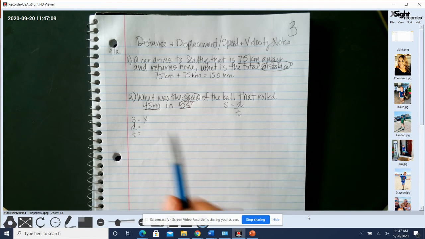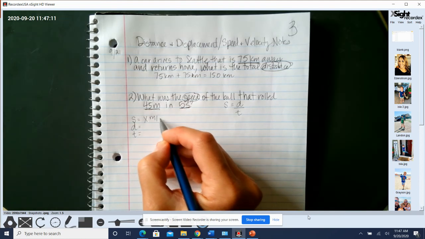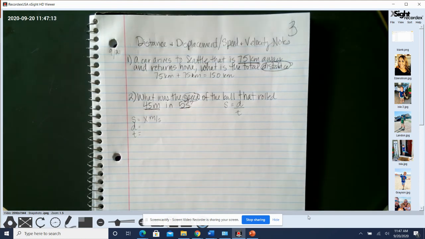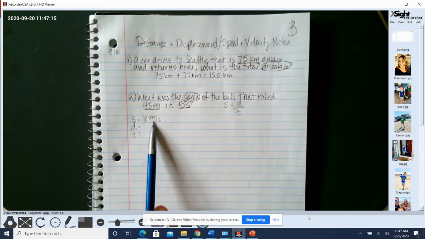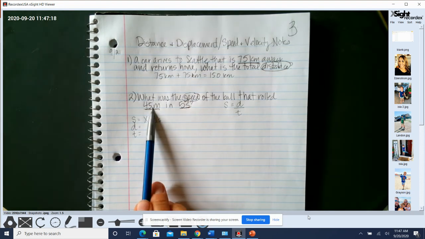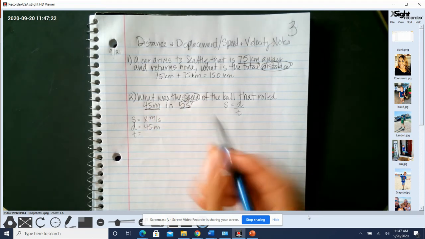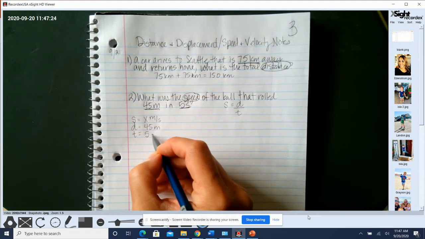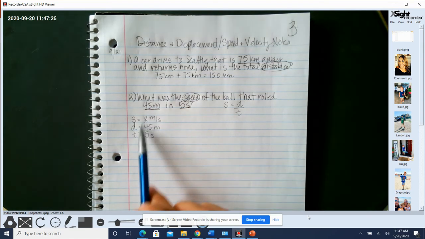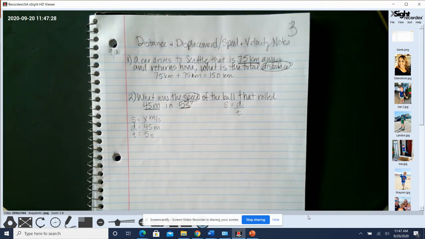And we just talked about the units being meters per second. So we're looking for speed, which is X meters per second. We're given distance, which is 45 meters. So I'm going to plug that in there. We're given time, which is 5 seconds. And now we have all of the variables to solve using this equation.